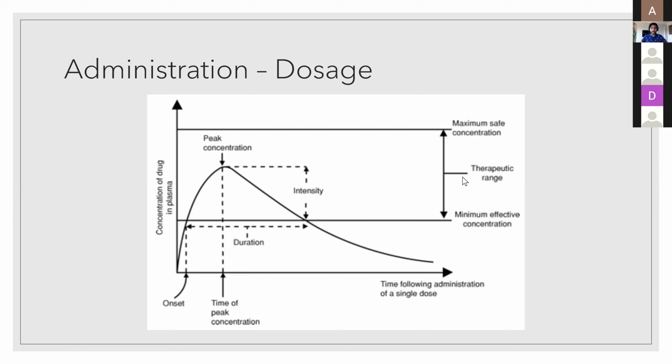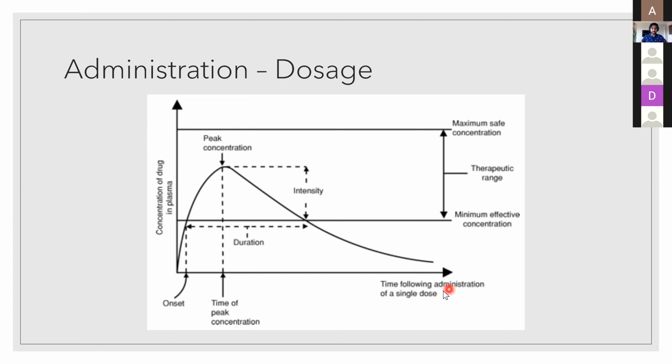Let's see if I can pop up this annotate tool. There we go. So I want to bring your attention to this first term called the minimum effective concentration. Actually, just look at the graph. So on the y-axis, we have an increased concentration of the drug in the plasma or the blood or the circulation.